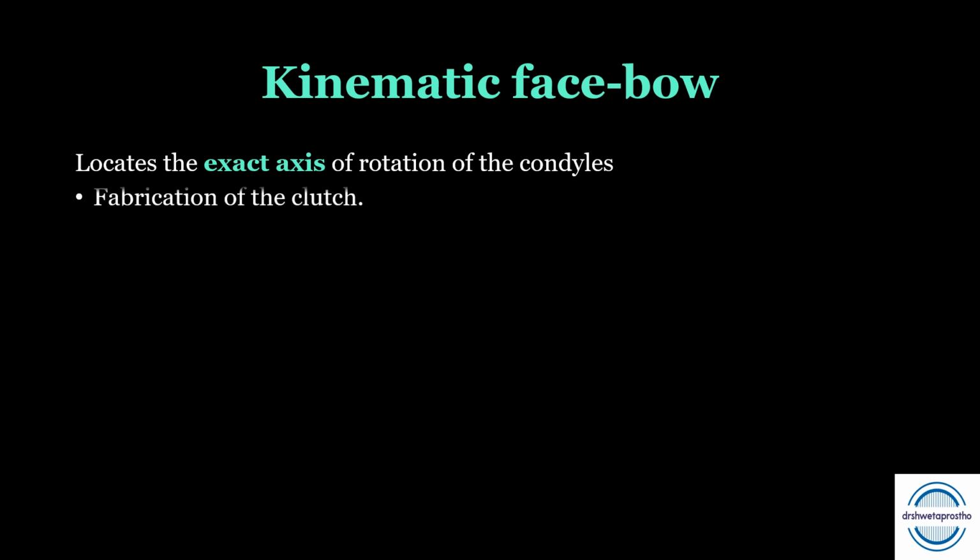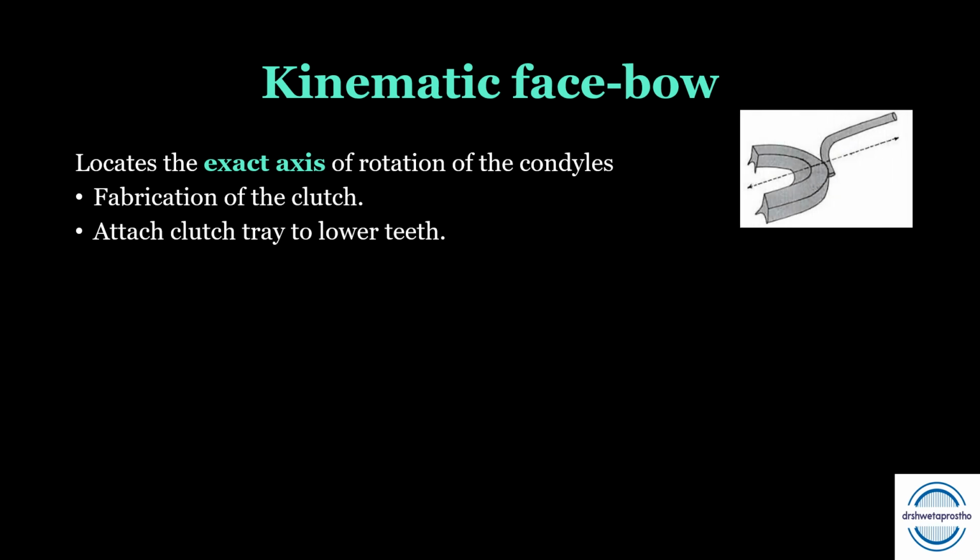Kinematic Facebow. This Facebow locates the exact axis of rotation of the condyles. Let us see how. First, we fabricate a clutch and we attach this clutch tray to the lower teeth, just like we make the impression. Then we assemble the hinge axis locator.